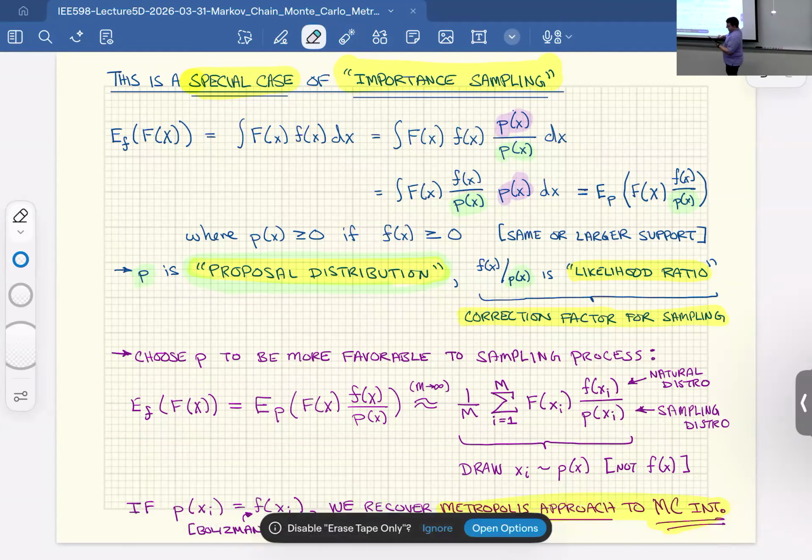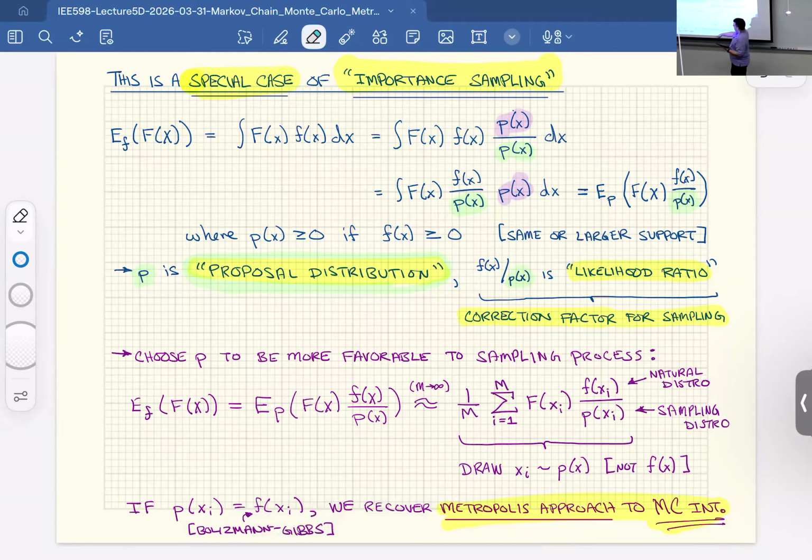So if you set your proposal distribution to the sampling distribution in the real world, then we recover the Metropolis approach. And you can think of Monte Carlo integration as always using uniform regardless of what's going on in the real world. Uniform might be worse than the real world in terms of sampling. In importance sampling, you're finding some distribution that guarantees you the fewest number of samples possible to get the answer.